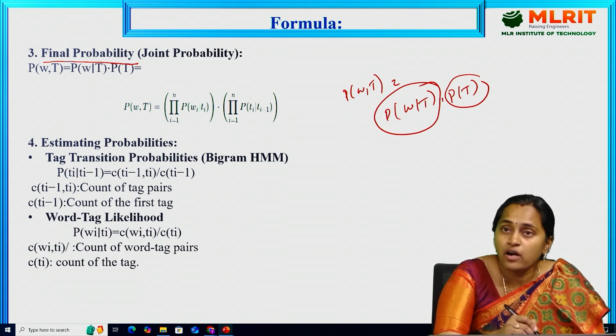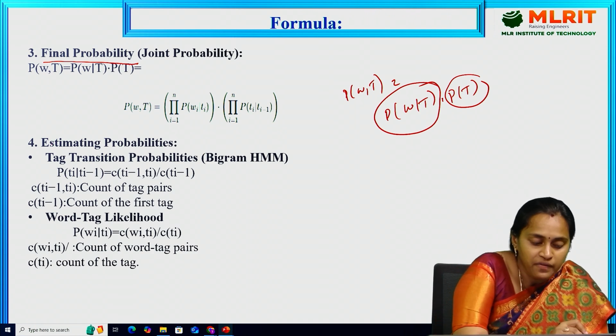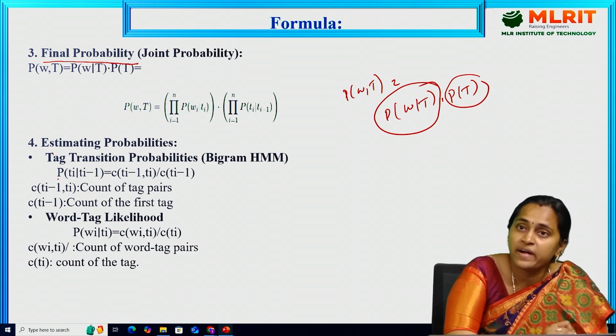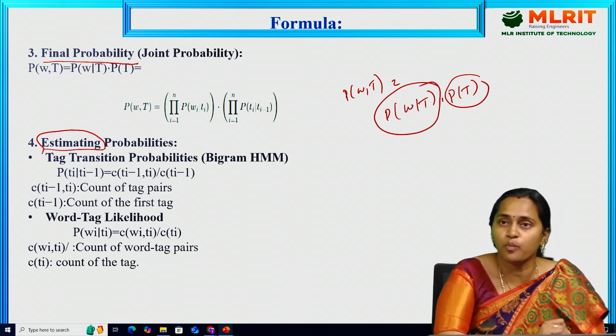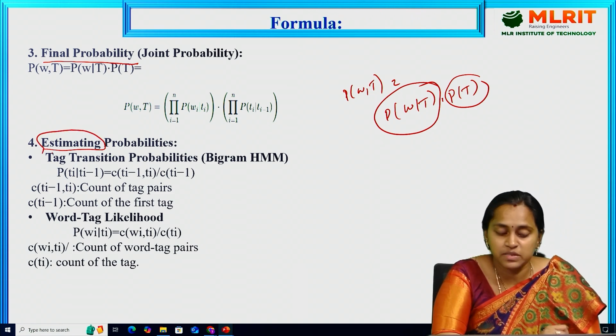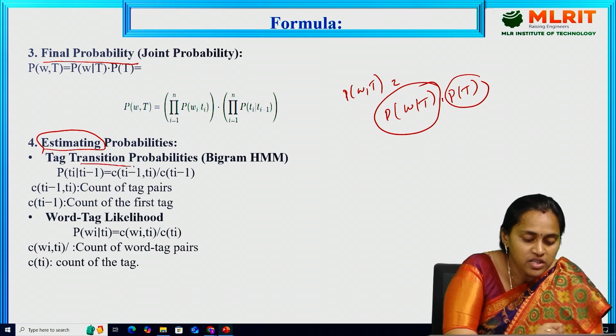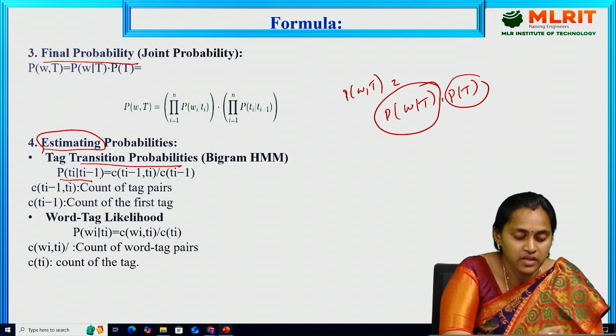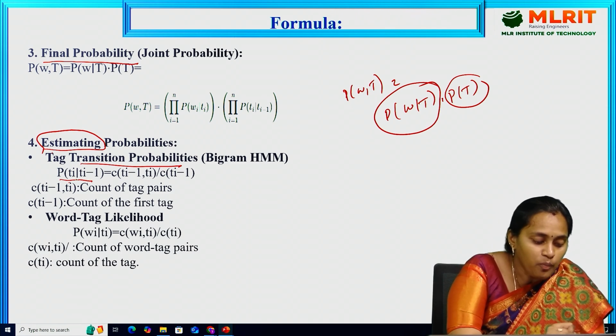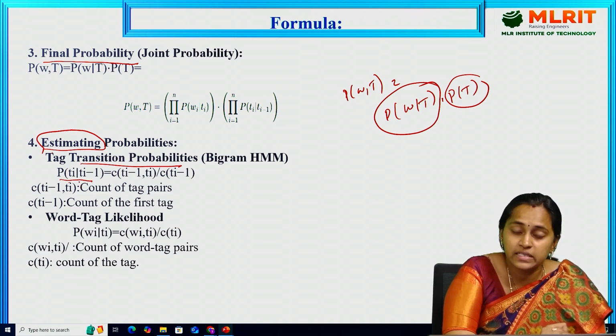Let's see, we already discussed in the previous video how we are finding the transition probabilities. After finding the transition probabilities, we are finding the estimating probability, meaning emission probabilities, right? How we find the emission probabilities depends on the transition probabilities. Here I am taking probability of Ti given Ti minus 1. That is, here probability of Ti means tags, number of tags. Here n minus 1 tags.